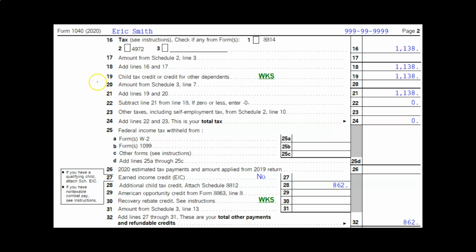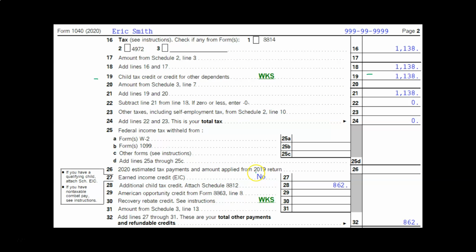So the child tax credit, and this is the second page of the 1040, will have an effect there. We'll take a look at the greater example of the actual tax forms in the following presentation when we look at this in the tax software. But you'll see here we have the child tax credit or credit for other dependents. We have the amount up top at $1,138, bringing the tax down to zero. And then we have this added amount down below, which is the additional child tax credit.